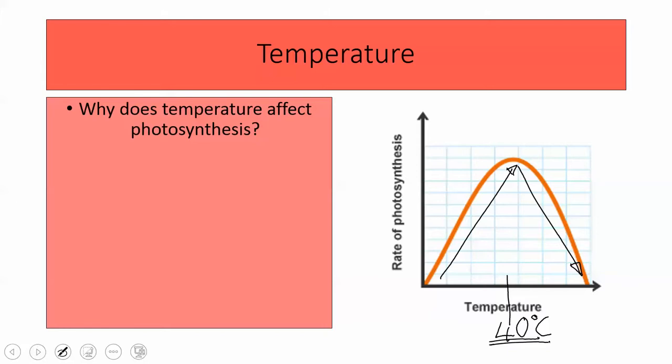Photosynthesis works in the same way until we get to that 40 degrees, because photosynthesis relies on something called enzymes. Enzymes are essential for carrying out photosynthesis. Once we get to 40 degrees, those enzymes basically get destroyed, and we'll look in more detail at enzymes in a short while. The fancy term for it is that the enzymes become denatured. So, why does temperature affect the rate of photosynthesis?